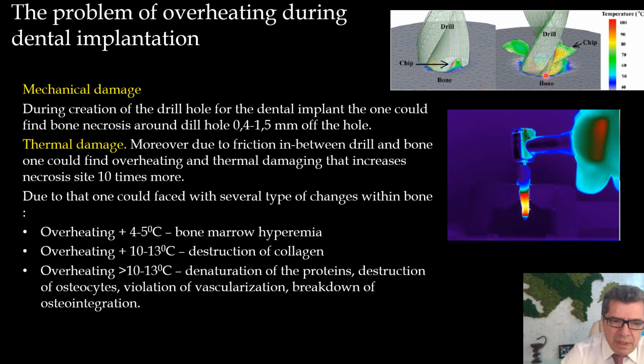Now, when we open the place for the implant, we can use special drilling. When we're drilling the bone, we have mechanical damage to the bone area. During creation of the drill hole for a dental implant, we can find bone necrosis around the drill hole, 1.5 millimeters. The other problem is thermal damage. It's a bigger problem because, due to friction between the drill and the bone, thermal damage increases the necrosis site 10 times more.